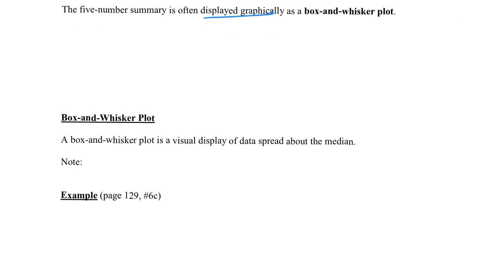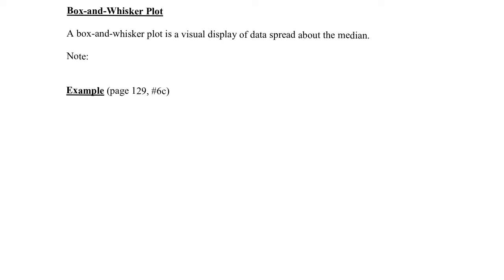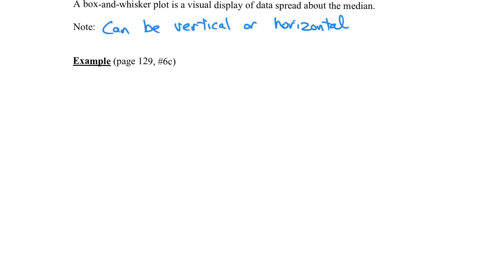So let's see what we can do with a box and whisker plot. A box and whisker plot is a visual display of data spread about the median. And the note here is it can be vertical or horizontal. Whatever you want to do, totally up to you. So to get started, this one I'm going to make vertical. Again, it doesn't matter. You can do it either way.